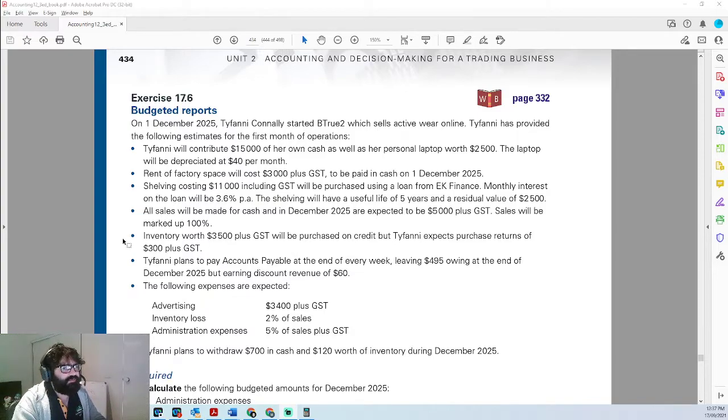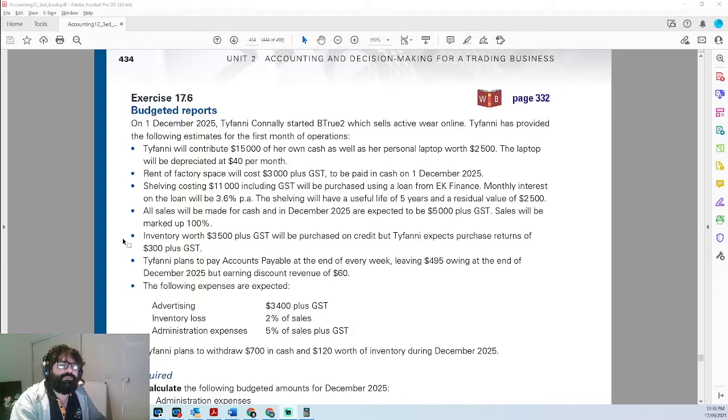So 17.6 isn't your coursework, so you only really need page 434 of your textbook. You don't need to do the workbook because I didn't say this is coursework. But if you want to do it for SAC practice, 100% agree you do that.